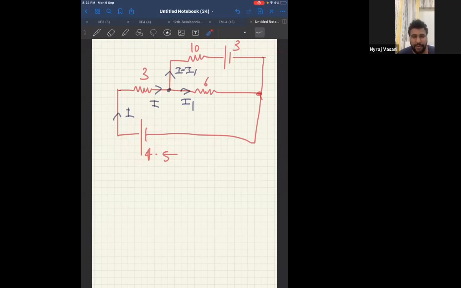Understood now? Everyone, Sharwari, did you understand now? Aniket? Yes, sir. No, it's not required. Only I is required. Main current.